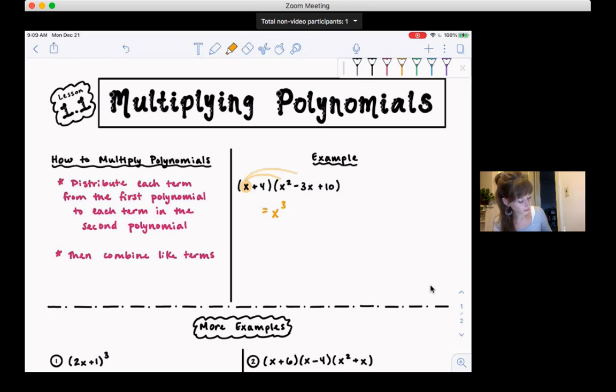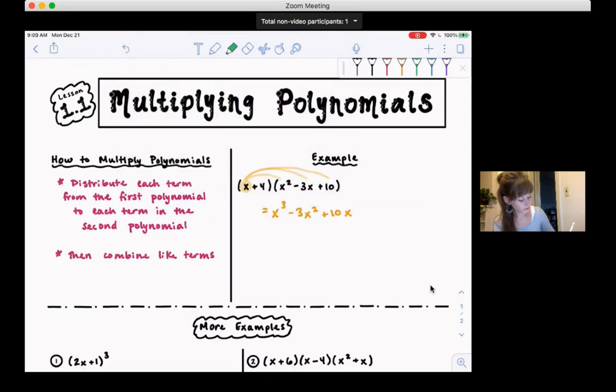Then we distribute x to minus 3x. So that's going to give me minus 3, and then x times x is x squared. And then we distribute to plus 10. So x times plus 10 is just plus 10x. So that's the first distribution. I'm taking x and multiplying it by every term in the second polynomial.